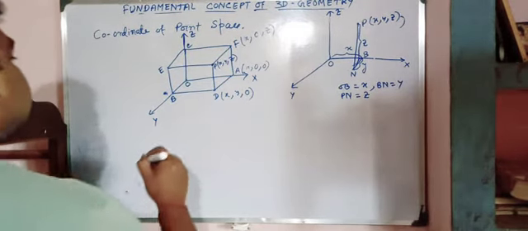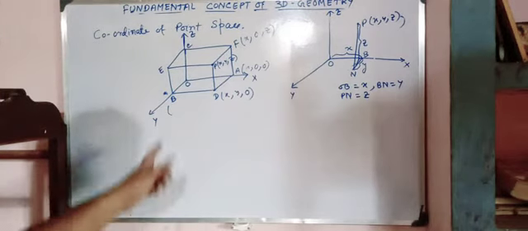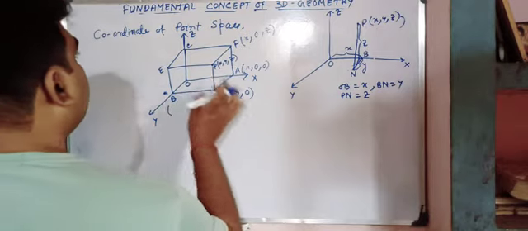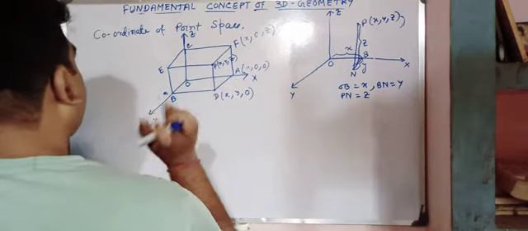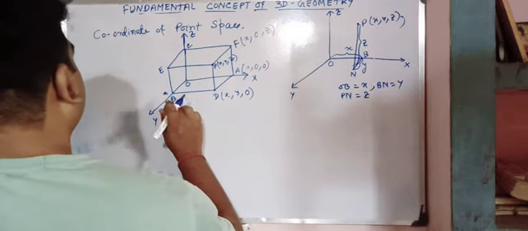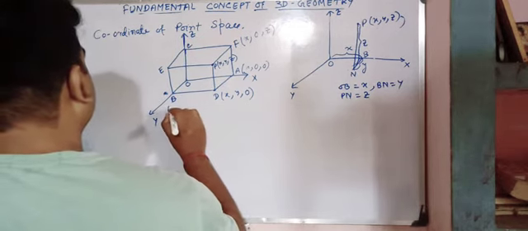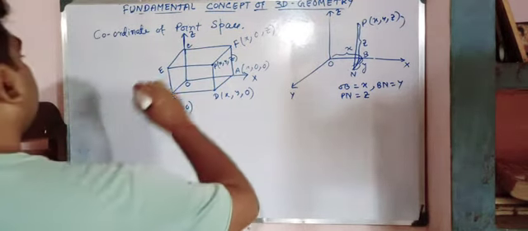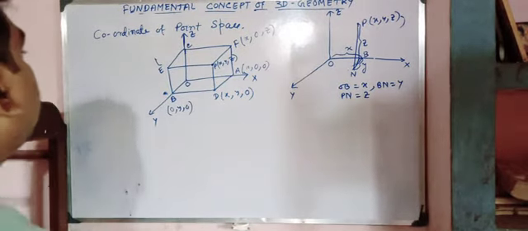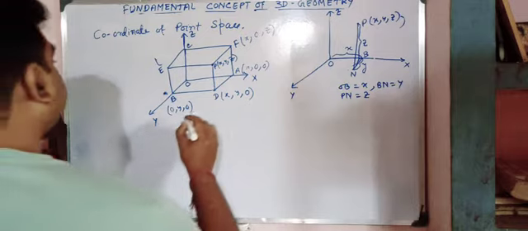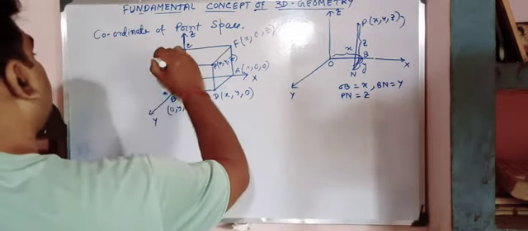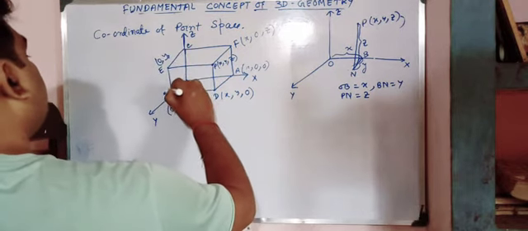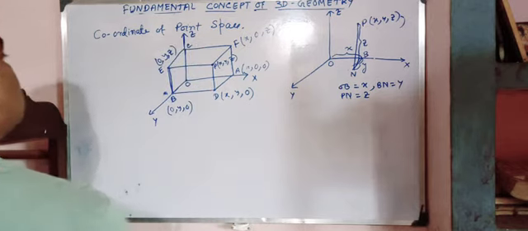Next come to the coordinate of B. Since it lies on the y axis, the coordinates of x and z should be 0. So only the y coordinate should be here. So the coordinate of B should be 0, y, 0. Understand? Next come to the coordinate of E. We have to find the coordinate of E. Now what is the coordinate of E? It lies in the yz plane. So the x coordinate should be 0, and this is y, and this should be z.